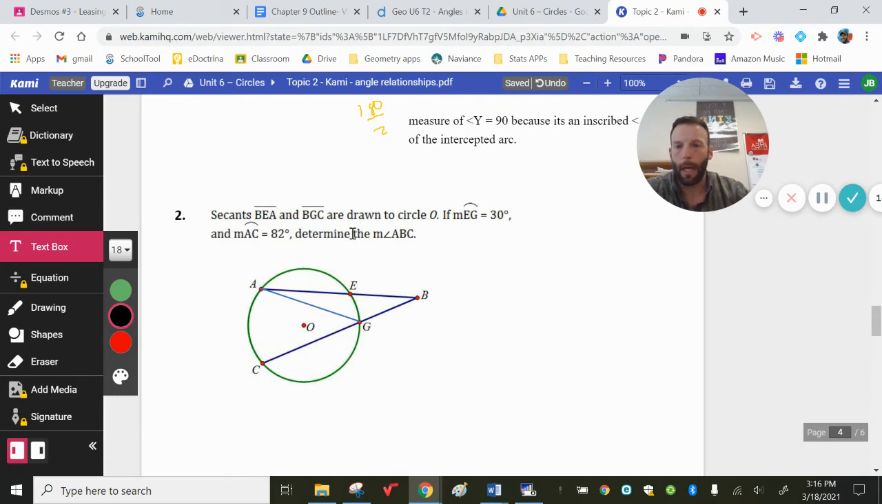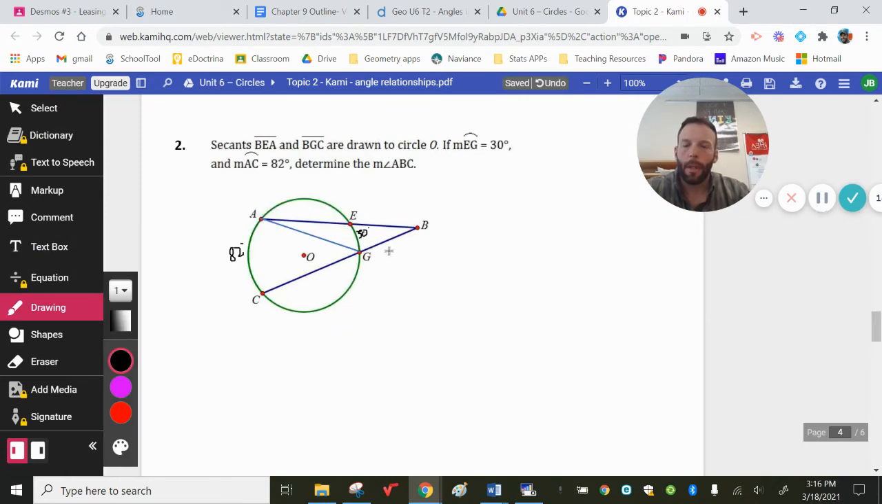All right, so now I have two secants. BEA and BGC are both secants drawn to circle O. I also see I have a chord that goes from point A to point G. I'm told that the measure of arc EG is 30 degrees, and the measure of arc AC is 82. And now the question asks me to find the measure of angle ABC. ABC is this angle over here.